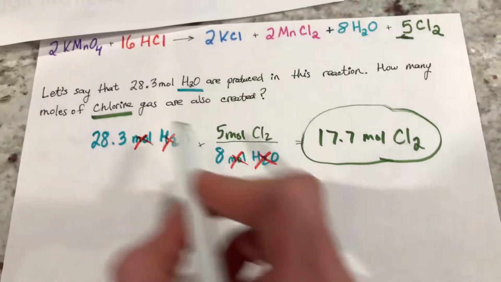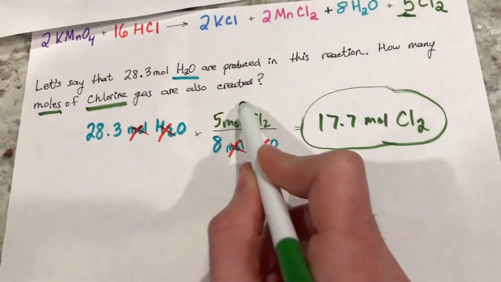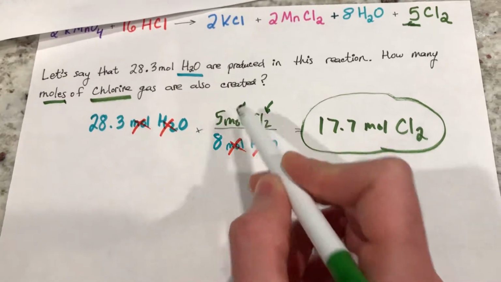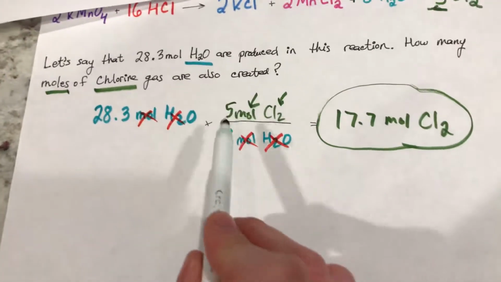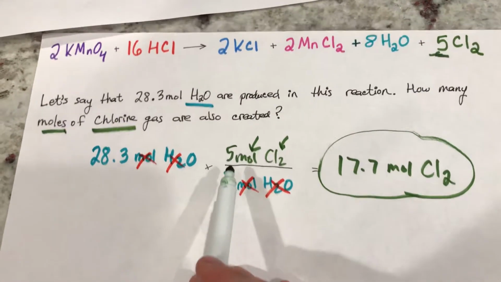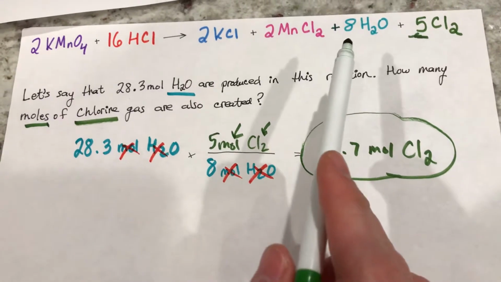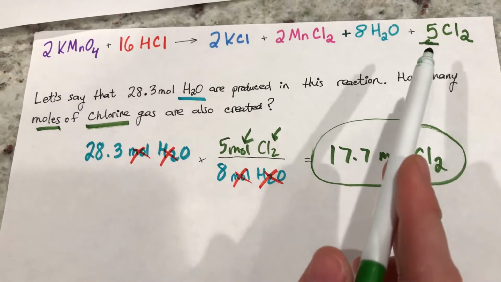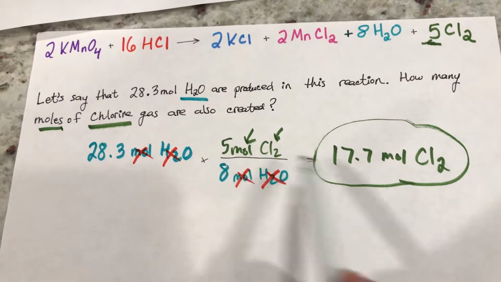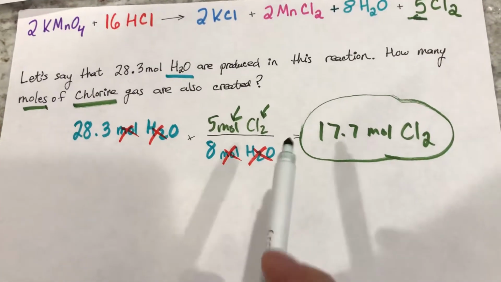And again, you can check your units. How many moles of chlorine gas are also created? Oh, look, moles of chlorine gas. So you know it's correct because the units are there. So you don't have to pretty much ask and say, hey, is this correct? You can look and go, okay, moles of water cancel because there's 8 waters there, 5 Cl2s there, everything works. Cool. That's as easy as it gets.